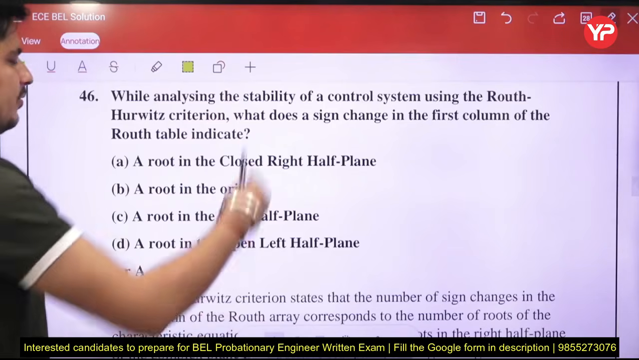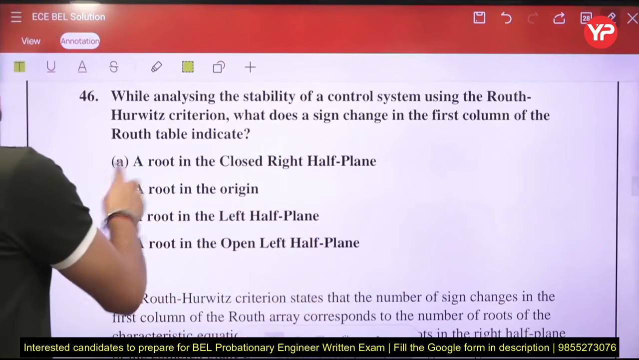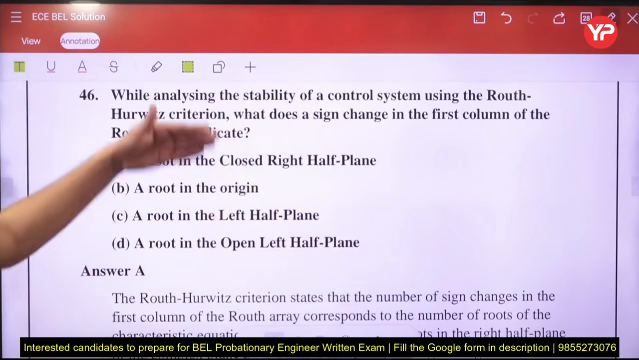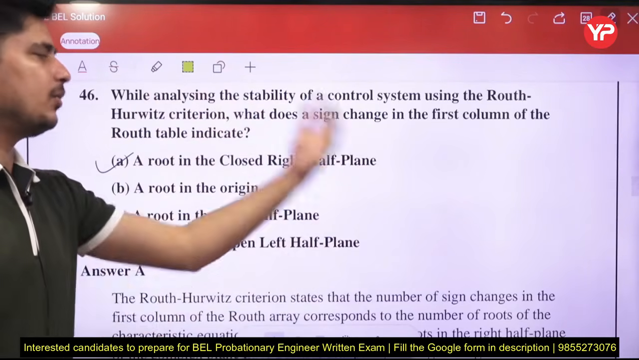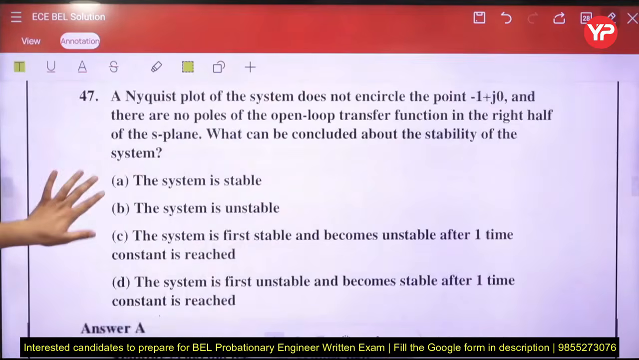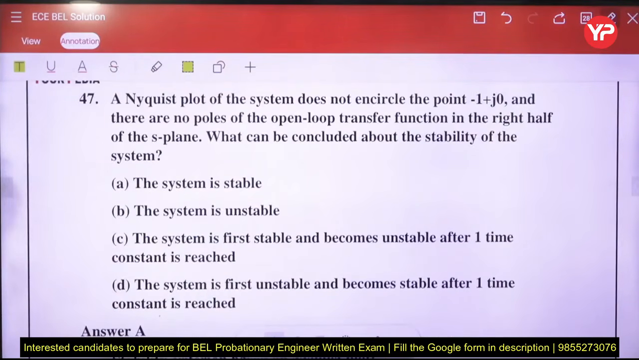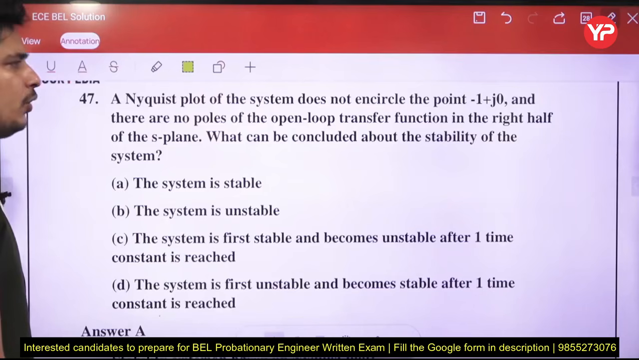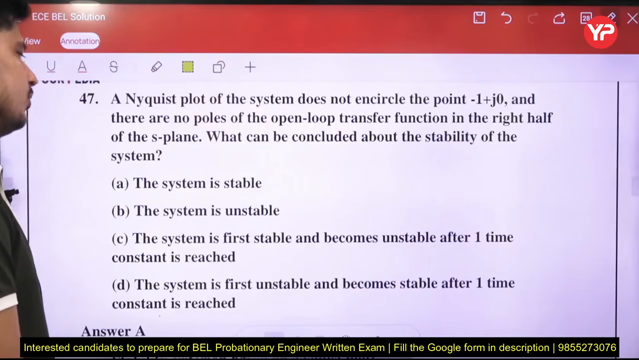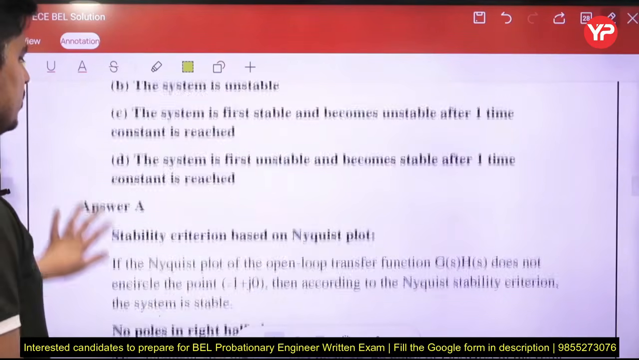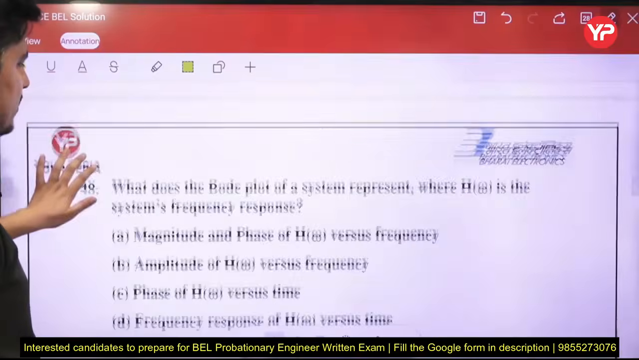So whenever the sign is changing in the first column, it shows that the number of times the sign changes is the number of poles lying in the right half of the S plane. A Nyquist plot of the system does not encircle the point -1 + j0, and there is no pole of the open loop transfer function in the right half of the S plane. What do you conclude about the stability? That the system is stable, right? If there is no open loop pole on the right half and you are not encircling the -1 + j0 point, your system is stable, because there is a formula N = P - Z.